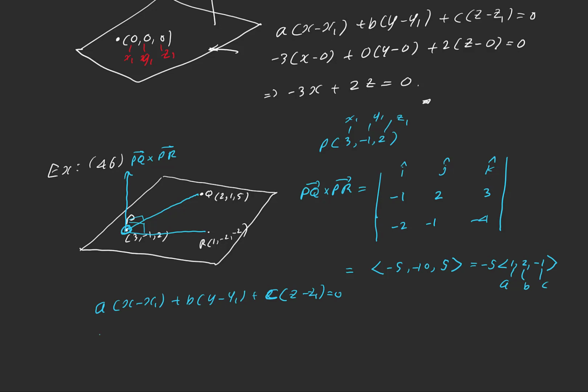So A is 1, therefore (x minus 3) plus B is 2 times (y minus negative 1), plus C is negative 1 times (z minus z1, where z1 is 2), equals 0. So multiply this out and simplify: x plus 2y minus z plus 1 equals 0.